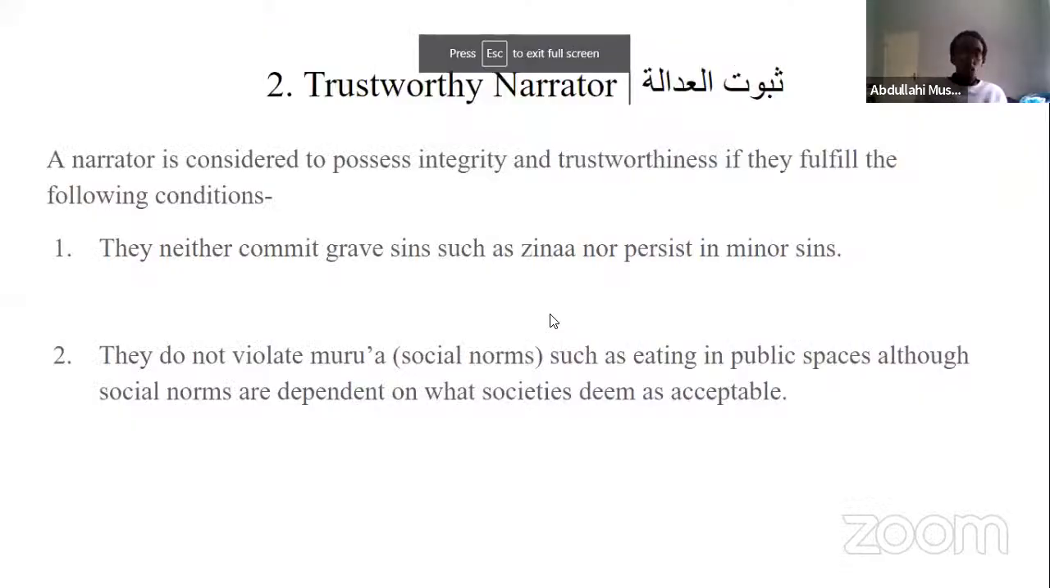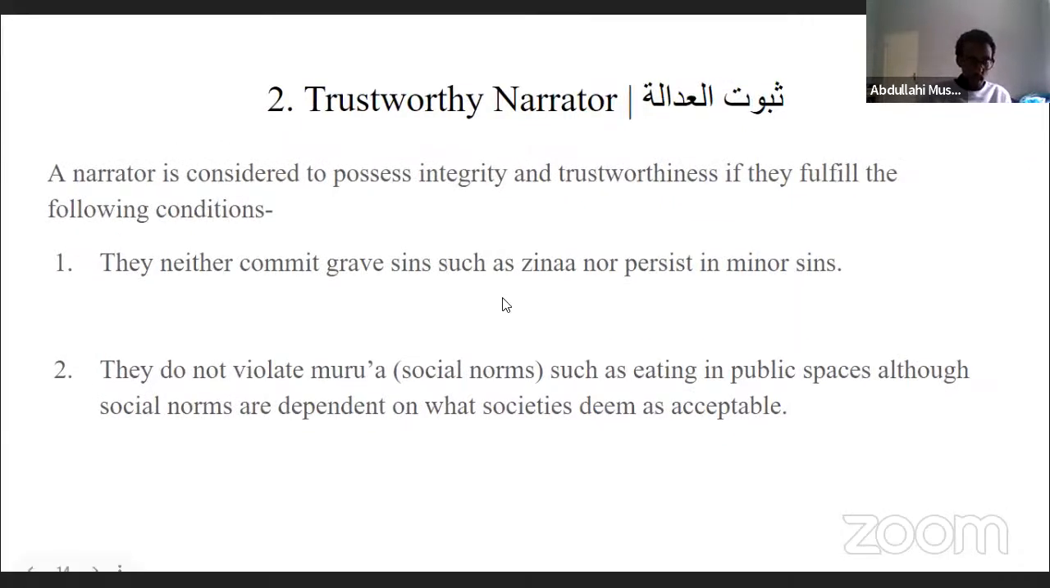Yes. So we're going over the 5 conditions for an authentic hadith. And we went over the condition that the chain must be connected, and the second one, which was that the narrators must all be trustworthy. Now we move to the third one.